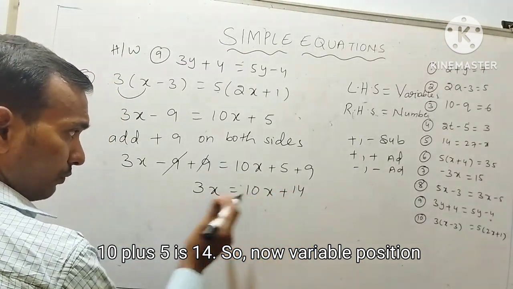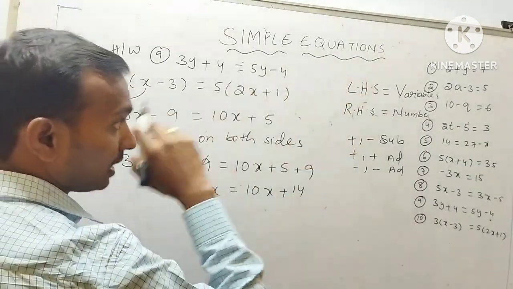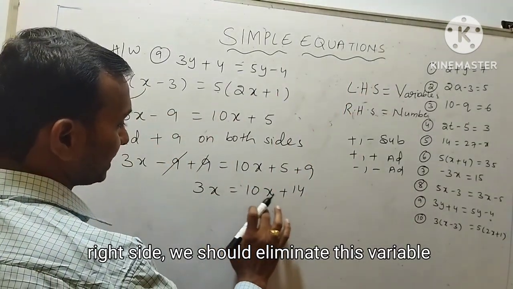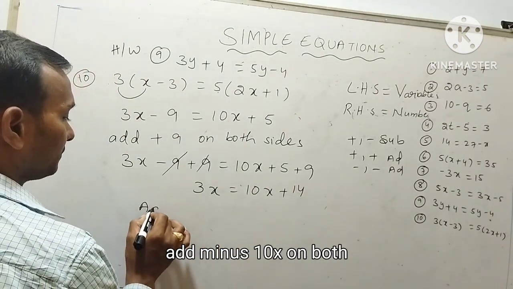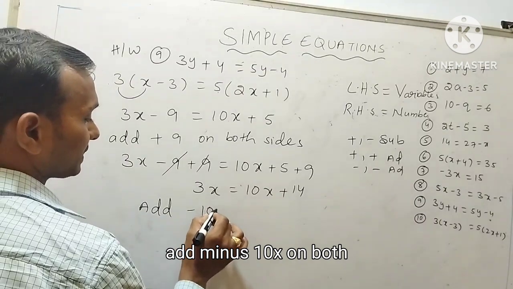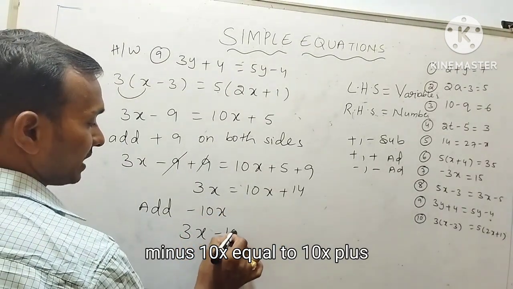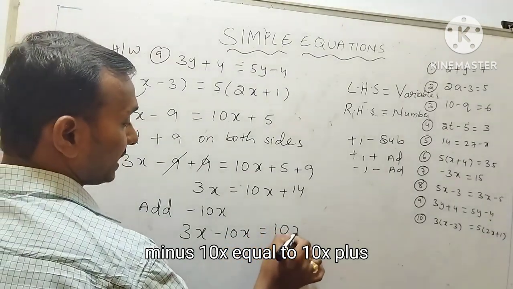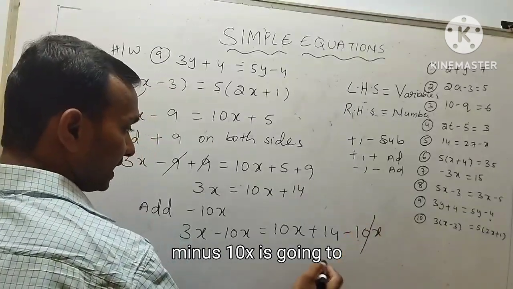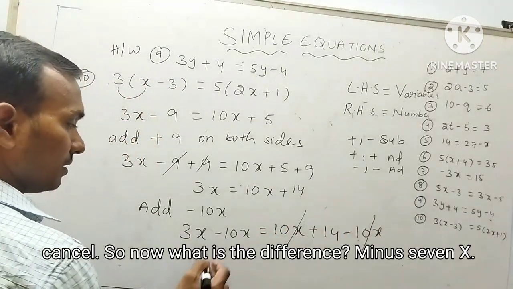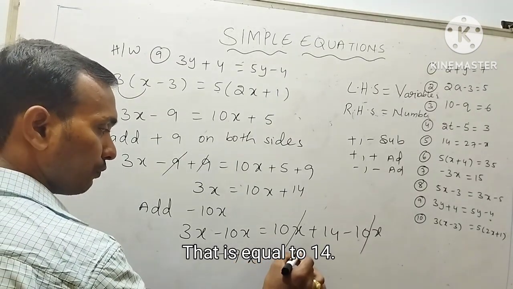So now variable position should be on the left, but 10x is a variable. It is on the right side. We should eliminate this variable from right. So for that, add minus 10x on both sides. That is 3x minus 10x equal to 10x plus 14 minus 10x. Plus 10x minus 10x is going to cancel. So now what is the difference? Minus 7x. That is equal to 14.